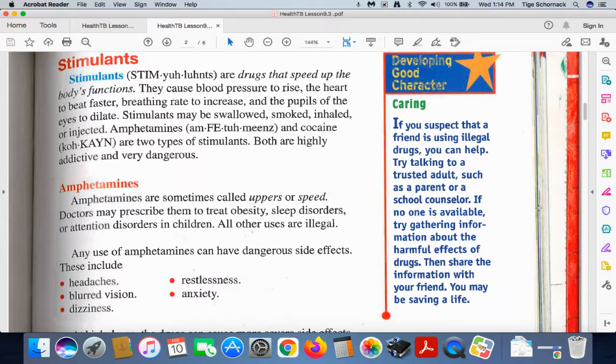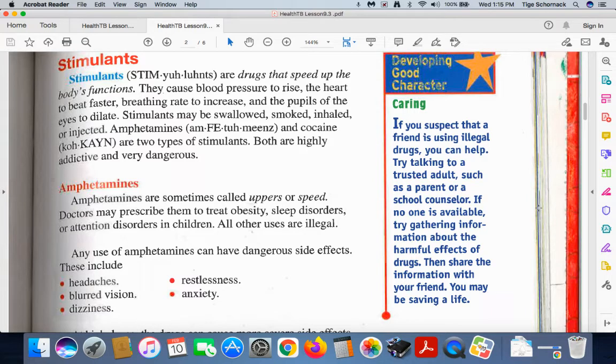Amphetamines are pills like steroids, and cocaine we know is that white powder that people put up their nose. People can also do what's known as crack cocaine, which is another type of cocaine that people can snort as well, or they can shoot up with a syringe. Again, those are illegal stimulants that you guys obviously shouldn't be using.